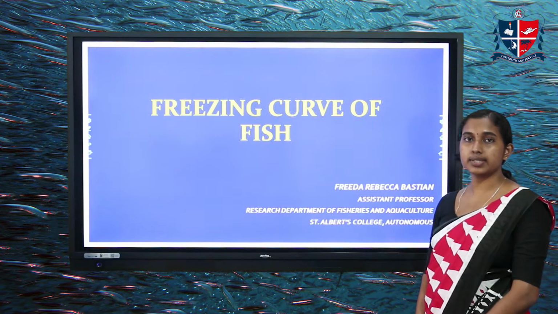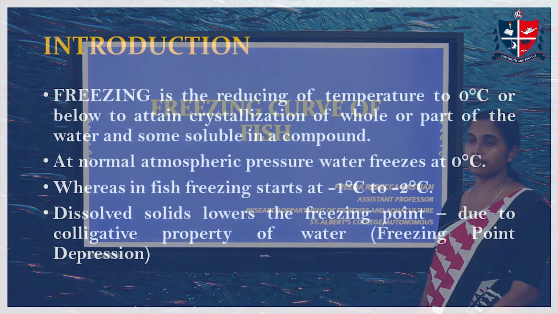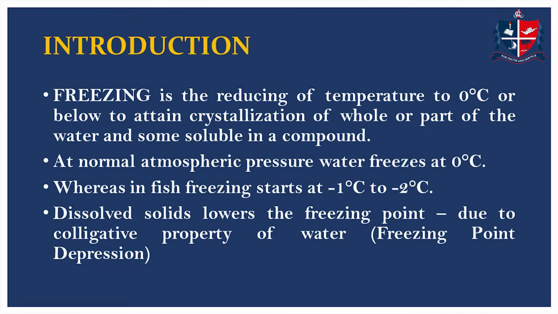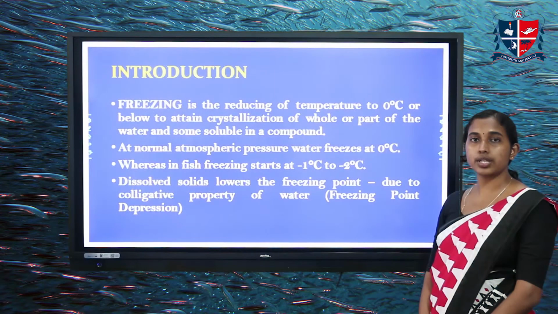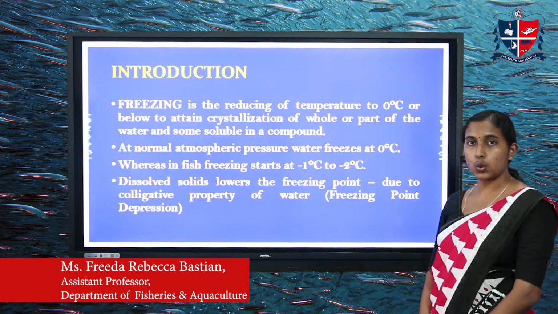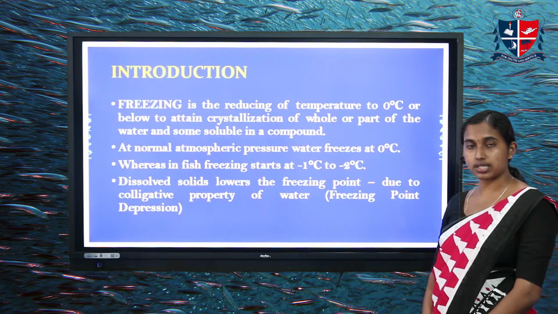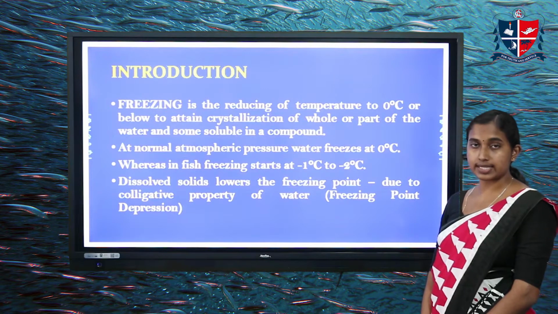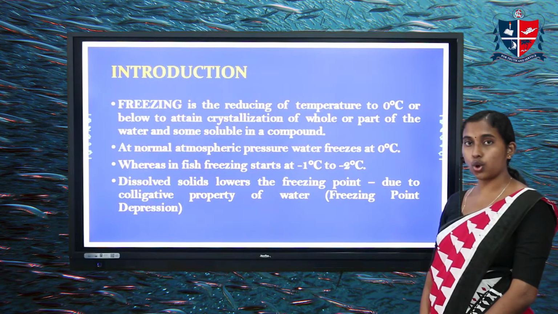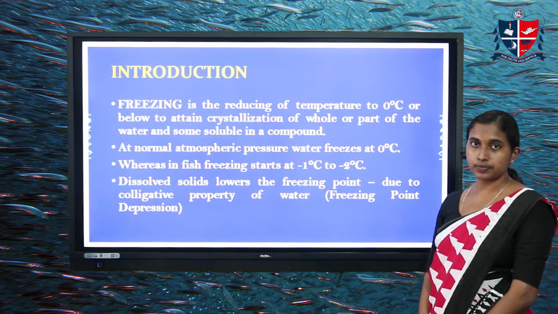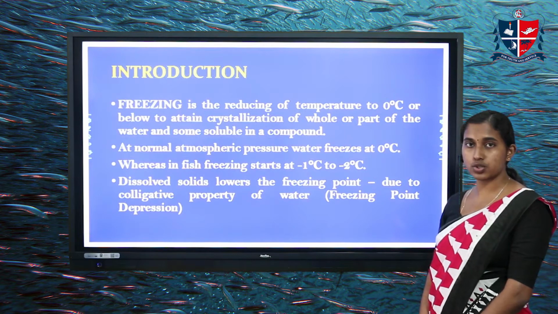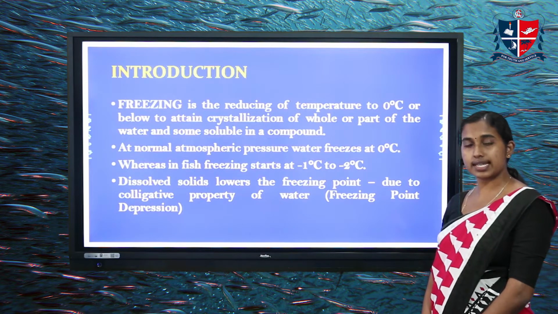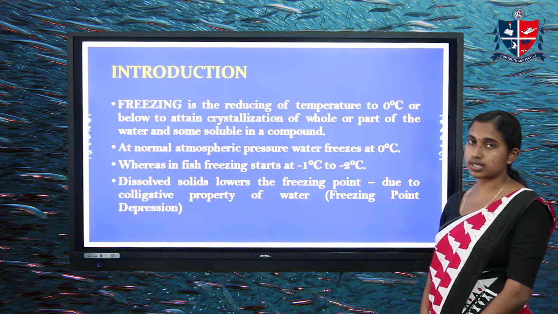In this session, we will be discussing the freezing curve of fish. Freezing, as we all know, is a low temperature preservation of fish, wherein the temperature is reduced to 0 degrees Celsius or below so as to attain crystallization of whole or part of the water and solubles in the body of fish. As a normal fact, under normal conditions of atmospheric pressure, water crystallizes at 0 degrees Celsius.